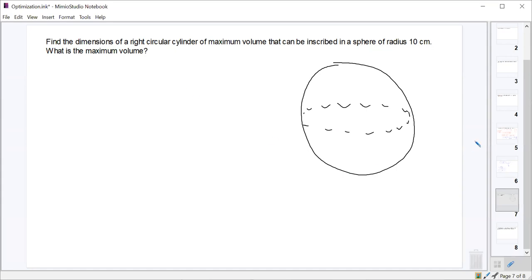All right, we've got a sphere, right? And within that sphere, we're going to inscribe a right circular cylinder. So something like this, where the edges of this are touching the sphere, right? Where the furthest left and furthest right pieces of the base of my circle are touching the outer piece of my sphere. So that's what it would be to inscribe the cylinder into the sphere.